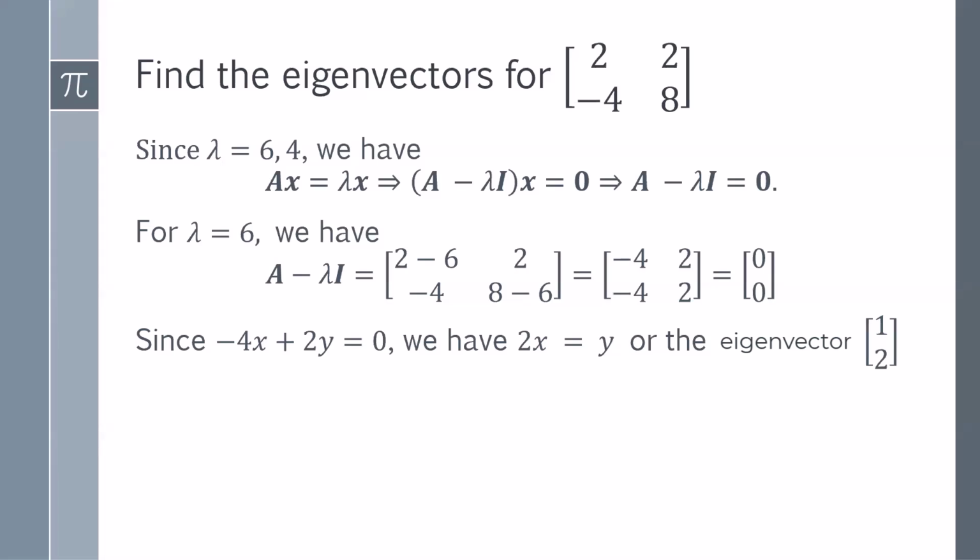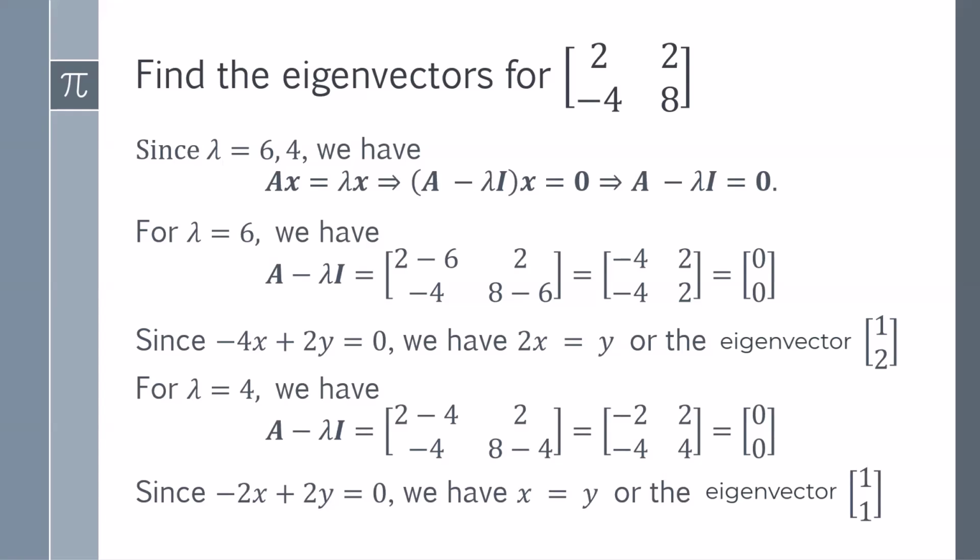So negative 4x plus 2y has to equal 0, or that 2x equals y, or the eigenvector (1, 2). Similarly, when lambda equals 4, we get negative 2x plus 2y equals 0, or x is equal to y. And that eigenvector is (1, 1).